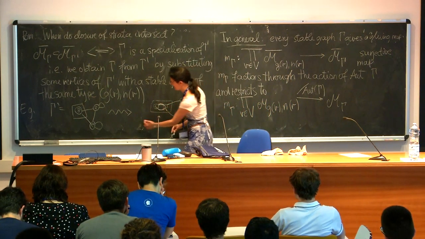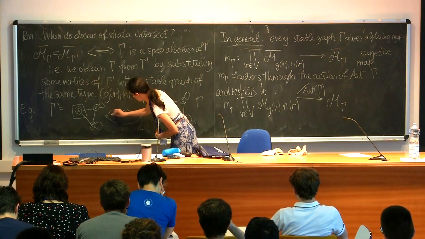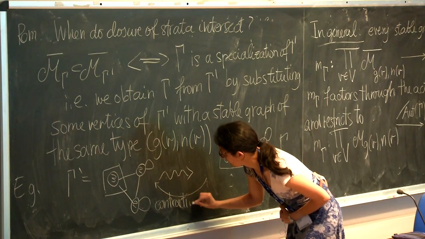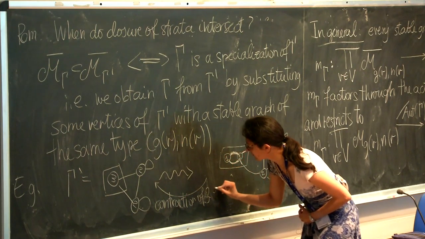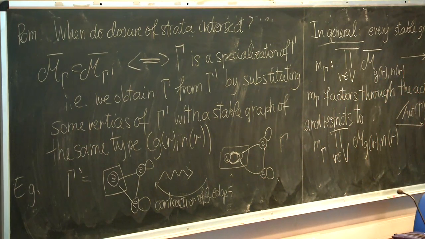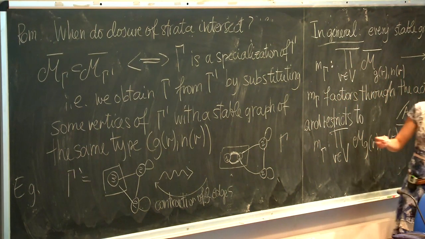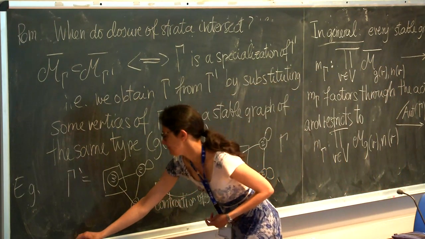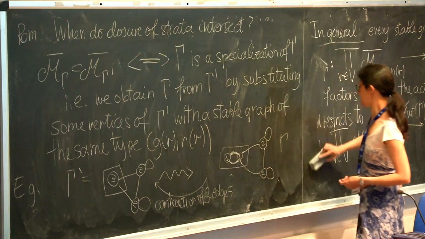So the idea is that in the other direction, we can interpret this as a contraction of two edges. And of course, if we contract something else, we get some other kind of specialization.